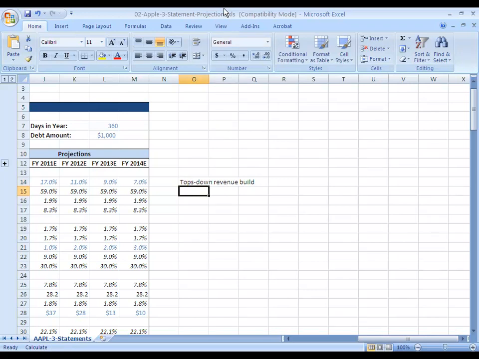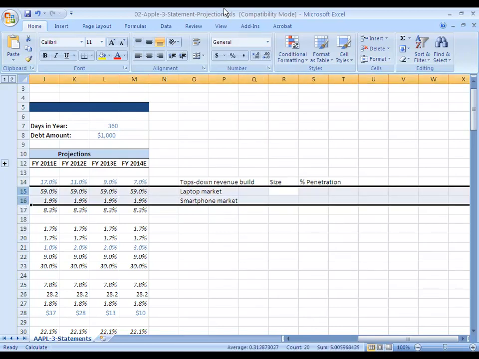In this one, instead of looking at individual unit sales and the growth and the average prices in units sold, what we do instead is we look at a market. So we can say the laptop market and then the smartphone market, for example. And what we do is we estimate the total market size for each of these and then the percent penetration for Apple. So we look at the laptop and smartphone markets and say, okay, they're 10 billion this year, they're going to 12 or 13 billion next year. Apple has 10% of the market this year, and we think that they're going to capture 11% next year. And so that's another way you could do this.